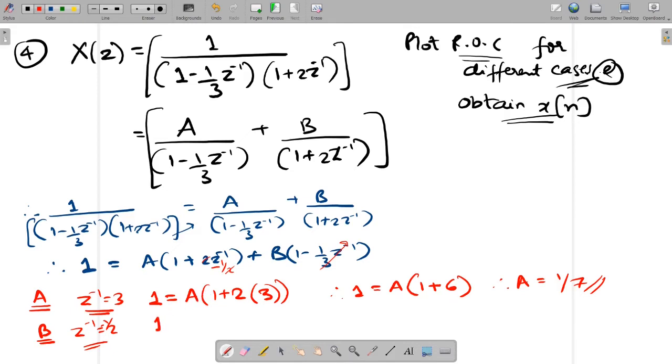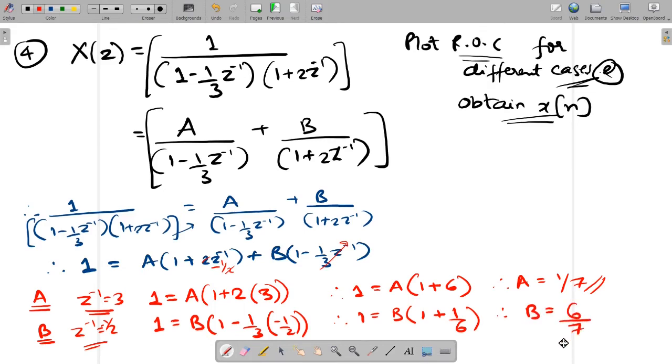So 1 is equal to, this thing cuts away because z inverse is equal to minus half. We'll cut this and make it 0. I'll say b times (1 minus 1 by 3), z inverse is minus half. So 1 is equal to b times (1 plus 1 by 6). Therefore, b is equal to 6 by 7.